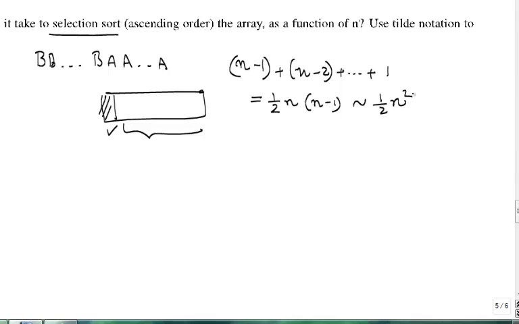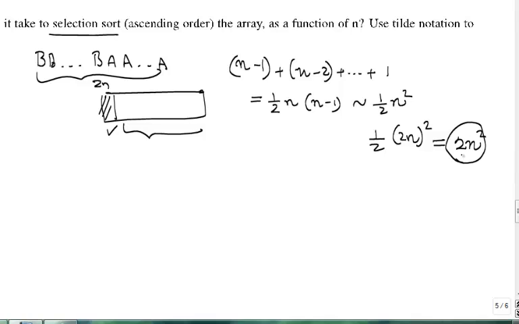Now, in this case, that's for an array of size n. But we have an array of size 2n, and so all we need to do is replace n by 2n, and then we get the answer 2n squared. So that is the answer to that question.